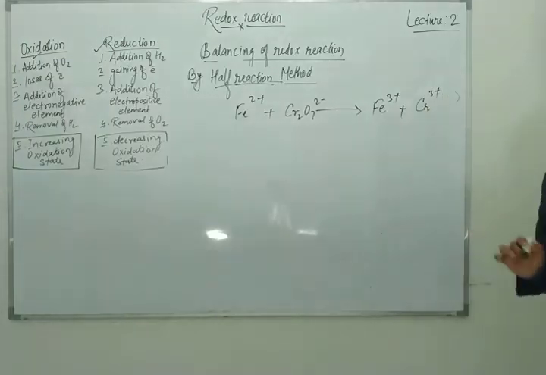Now just suppose this reaction is an unbalanced reaction. Now you have to separate the equation into half reactions. What is this half reaction? Half reaction is that you can see here iron has been converted from +2 to +3 and chromium has been converted from +6 to +3. So what do you understand?